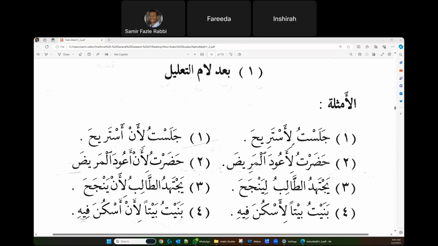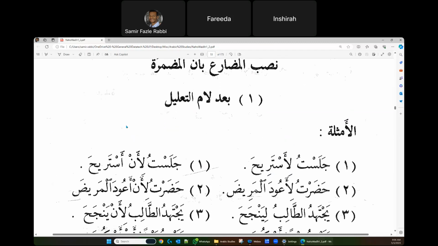So here, jalastu li astariha. I sat down to rest. Jalastu li an astarih. What's happening here is, if we look here, this an on the left side, the n, it's mudmira on the right side. In blue here, the blue arrow, this n over on the right side is just hidden. And so we could say jalastu li astarih, or you could say jalastu li an astarih. And this section is part 1 of like 6 of them.